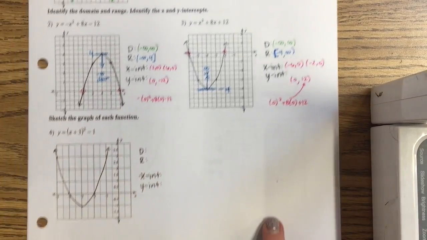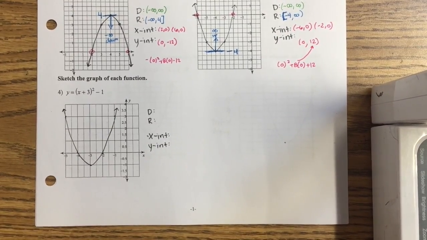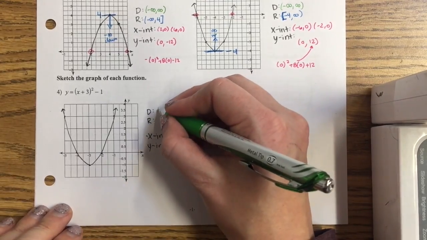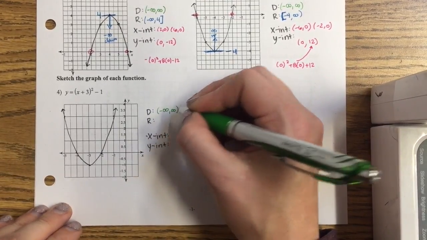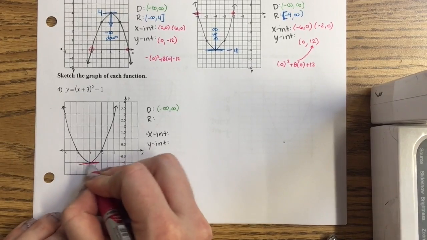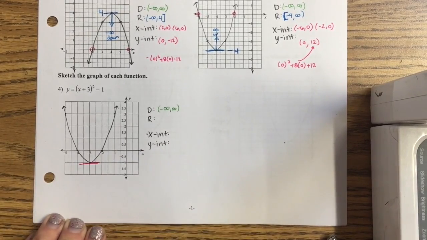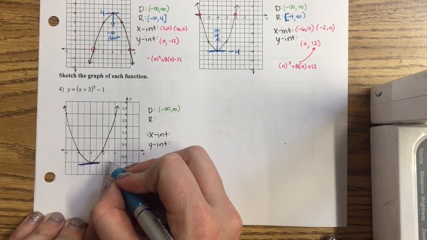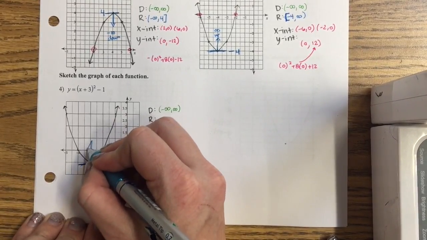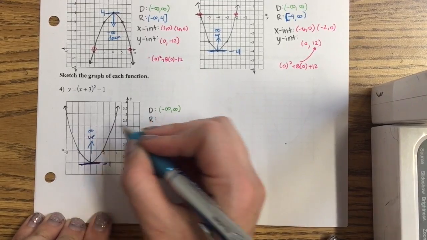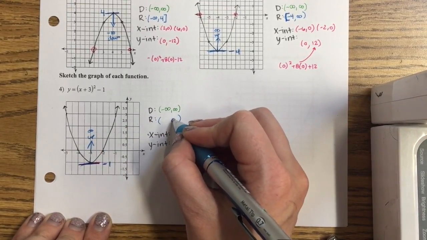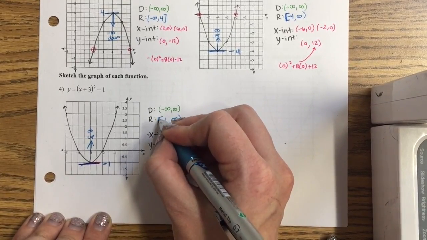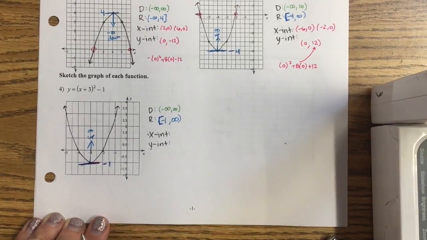We have another domain and range. Domain would be negative infinity to positive infinity. My range, it stops at this -1, and it opens up, which is a positive infinity. Positive infinities go on the right. My -1 fills in the spot, and I make sure that it stops at the -1.